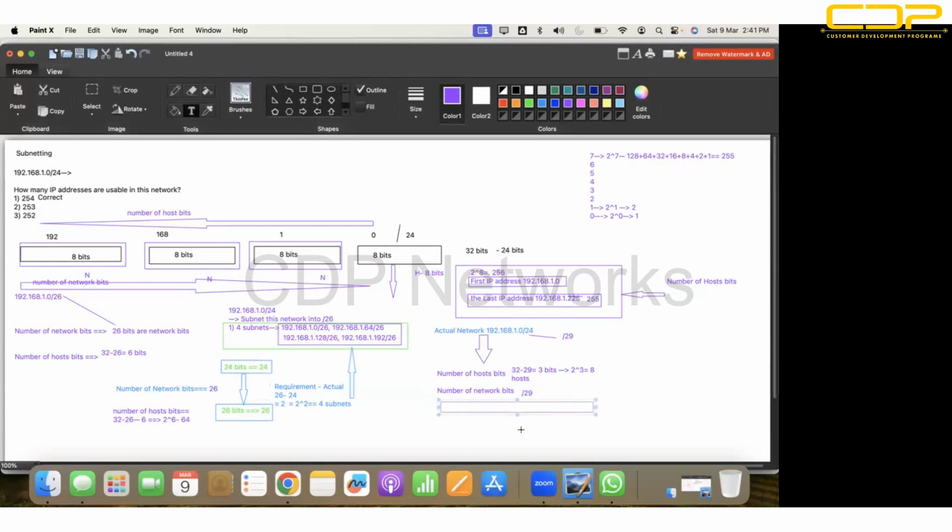So the number of hosts is equal to 8 per subnet, and the total number of subnets will be 29 minus 24, which is equal to 5 bits. 2 to the power 5 is equal to 32 subnets. Guys, any concern, any issues?